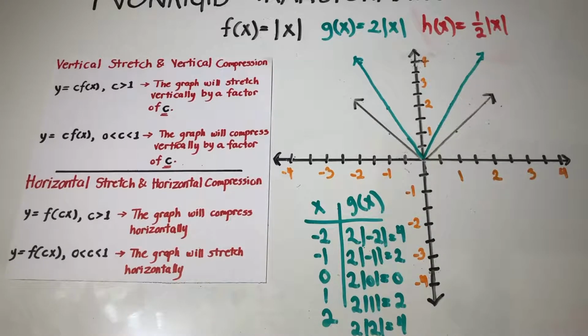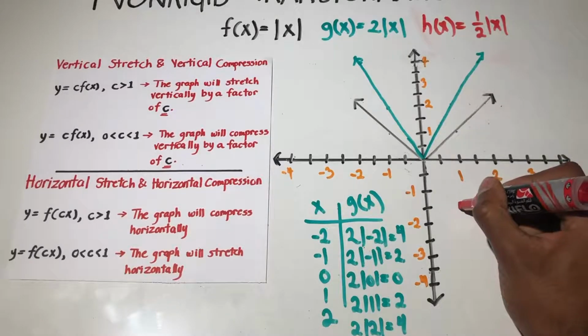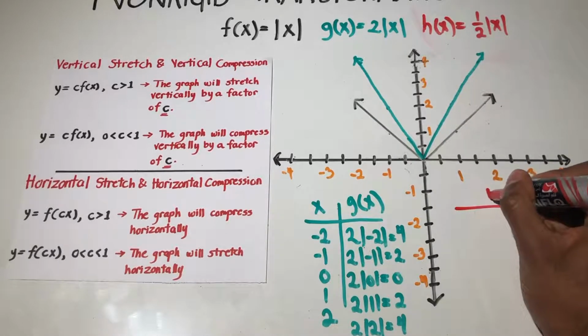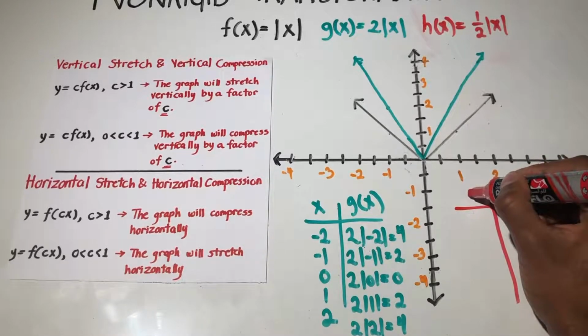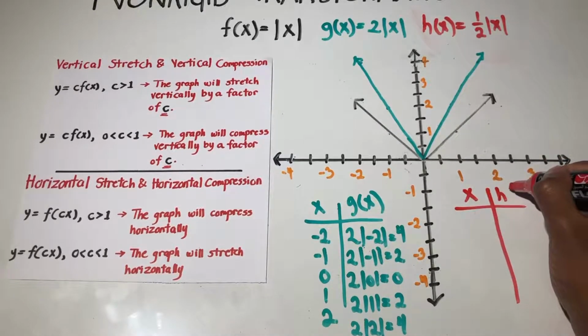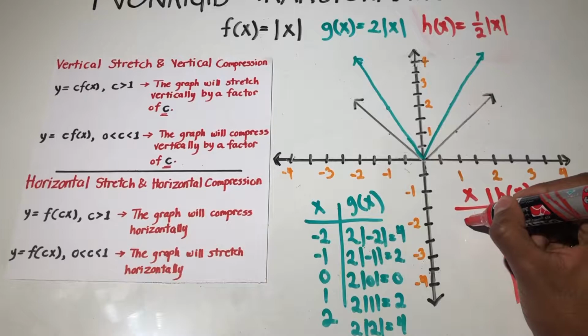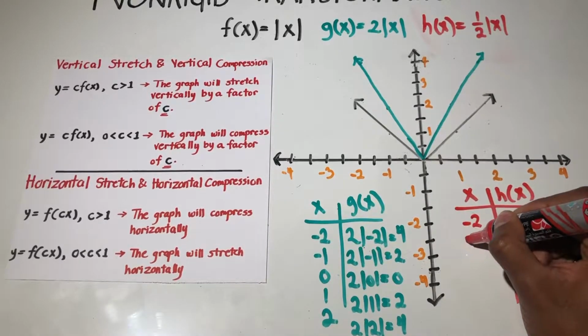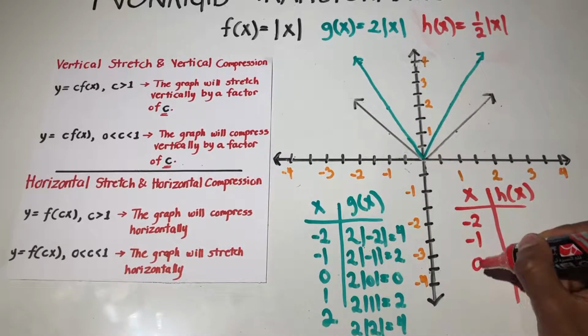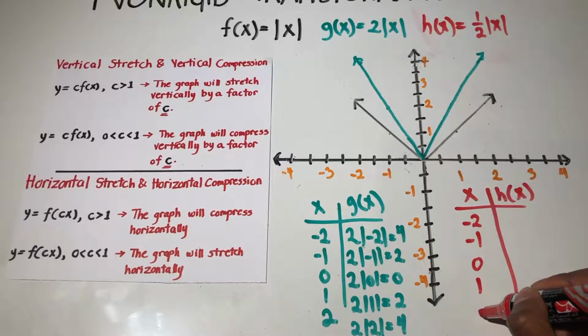Now let's go ahead and graph our third function, which is h of x. Hopefully there's enough space there. Let's make our table of values here. Hopefully you can see that. We have x and h of x. So we're going to do the same thing. We're going to go ahead and put -2, -1, 0, 1, and 2.